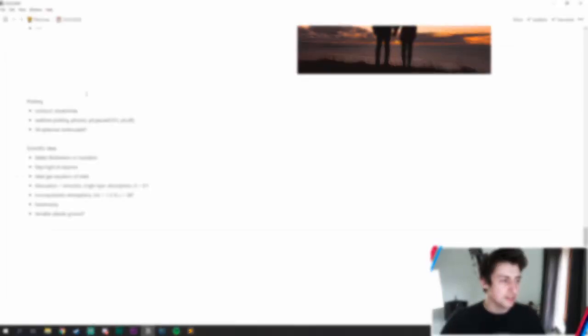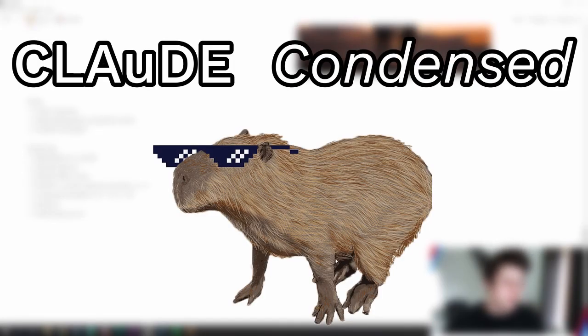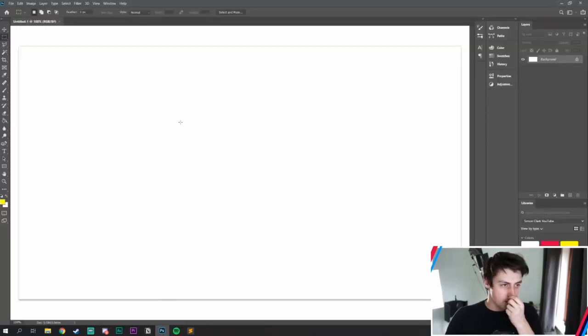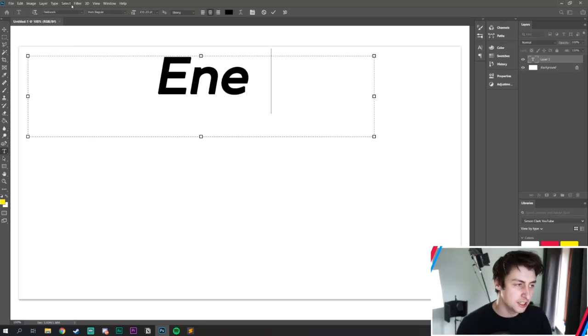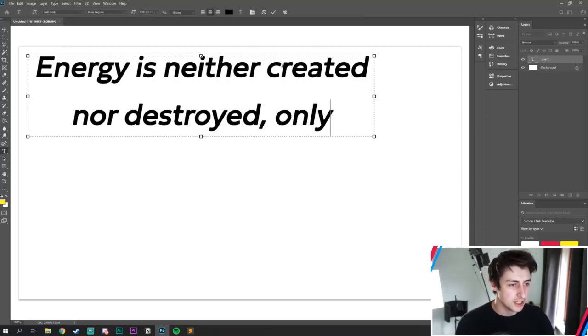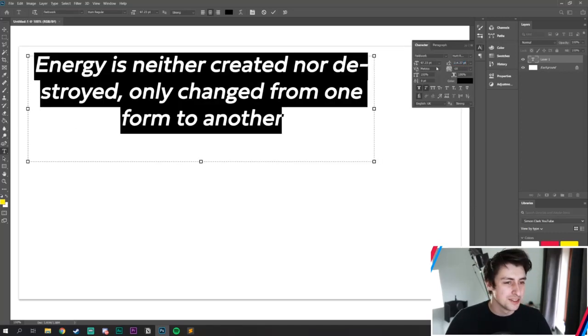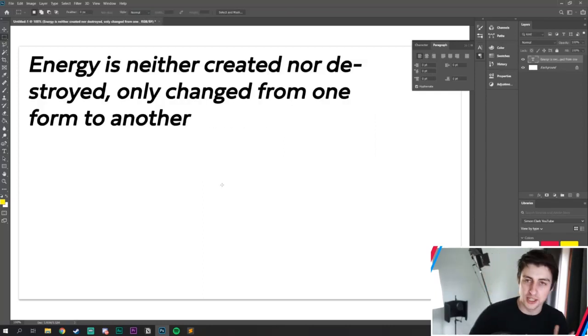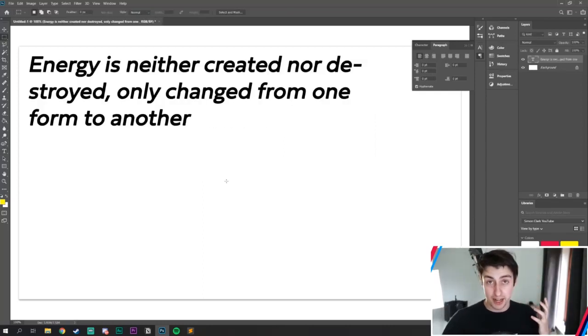First stated objective here is Stefan Boltzmann versus insulation. So, if we're going to talk about Stefan Boltzmann versus insulation, what we really want to talk about is energy and equilibrium temperature. Right. So the first law of thermodynamics is energy is neither created nor destroyed, only changed from one form to another. So in any situation that you're dealing with energy, it has to be conserved.